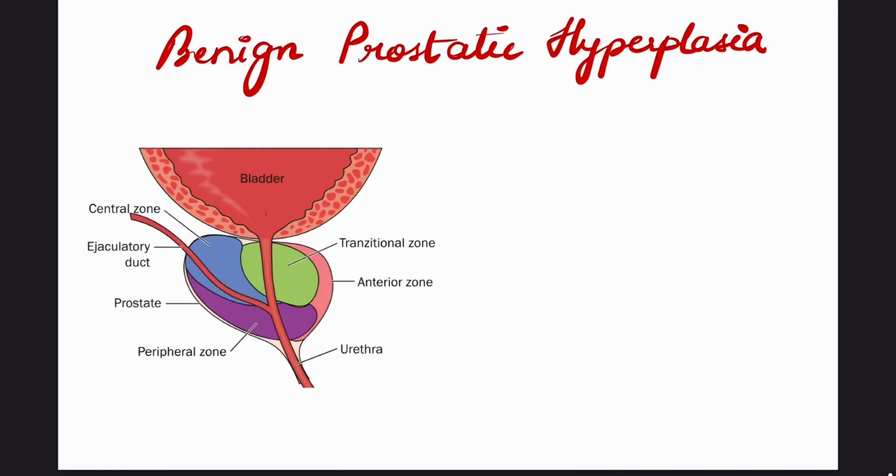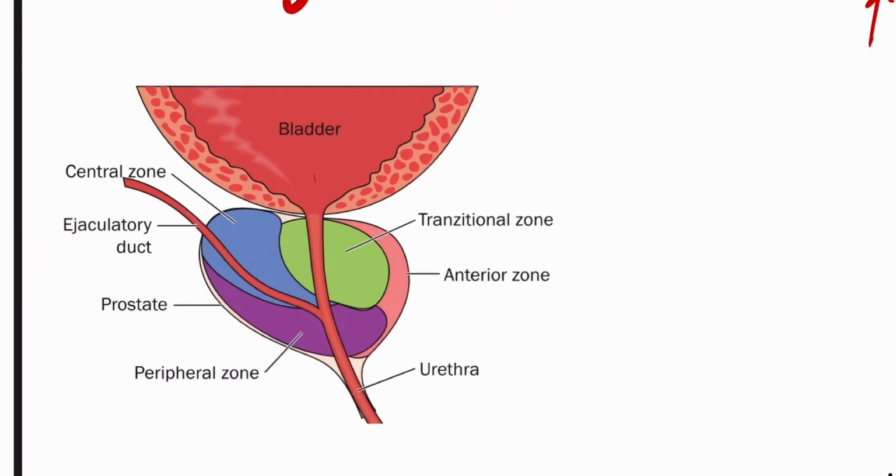Today let us study benign prostatic hyperplasia. As the name suggests, it is a benign condition characterized by a hyperplastic gland. Hyperplasia means an increase in cell count of both the stromal and glandular components, which I'll discuss in detail. So let us have a brief anatomical discussion.